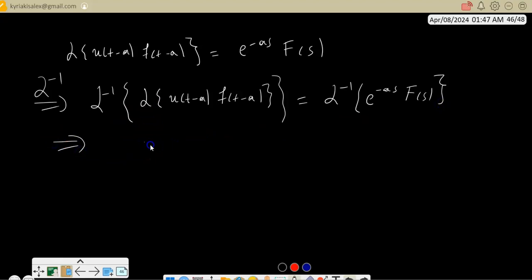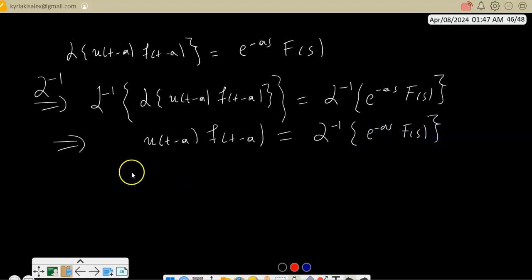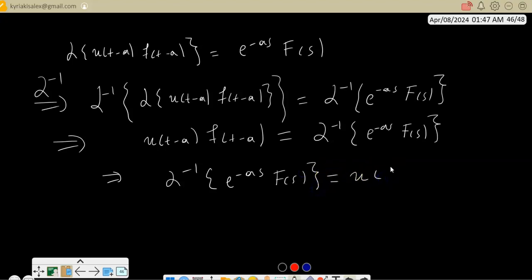Now at the left hand side I have the function u of t minus a times f of t minus a, and here I have the inverse Laplace transform of e to the minus as F of s. So from here the inverse Laplace transform of e to the minus as F of s equals the product of the shifted unit step function times the function f of t minus a. And the proof for the second translation theorem is complete.